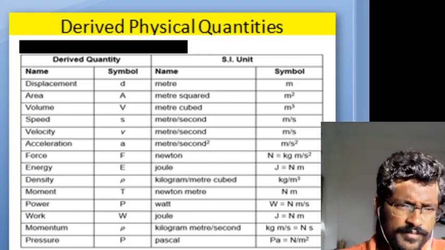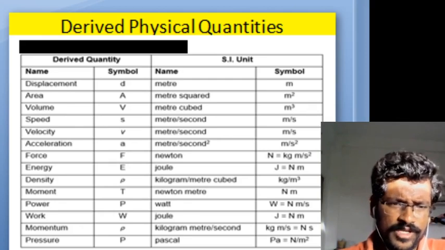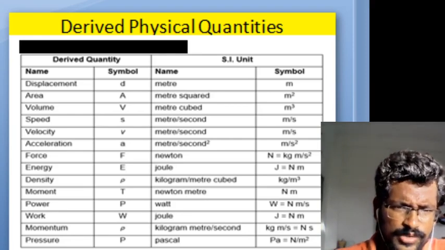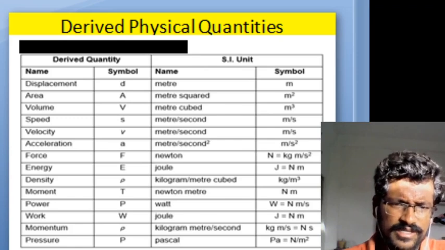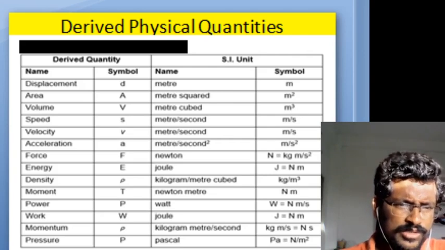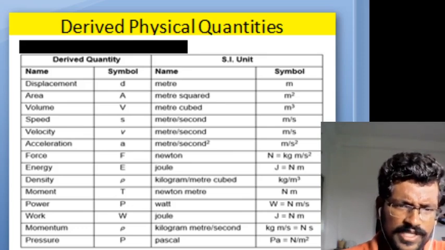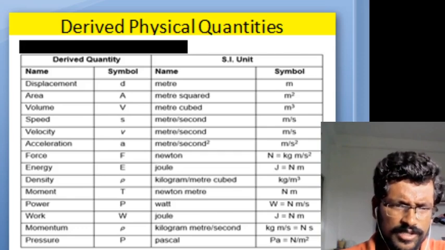Now we are going to the power. Power is denoted by capital P. The definition of power is work per unit time. The unit of power is watt. 1 watt equals newton meter per second, which means joule per second. Power equals work by time. Power is denoted by W, and the unit of watt equals newton meter per second.